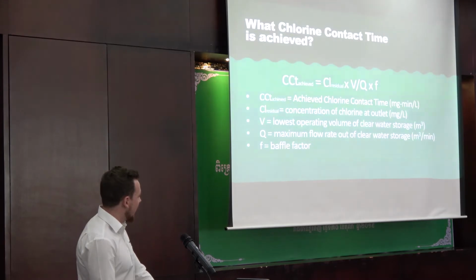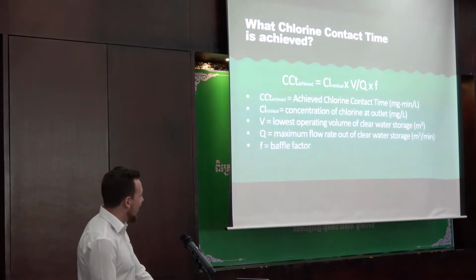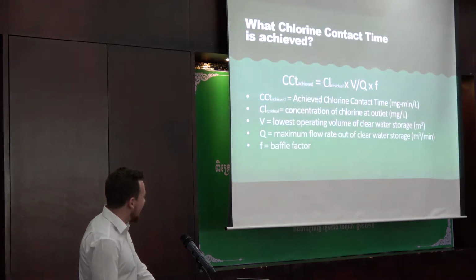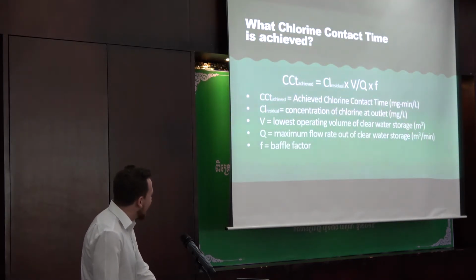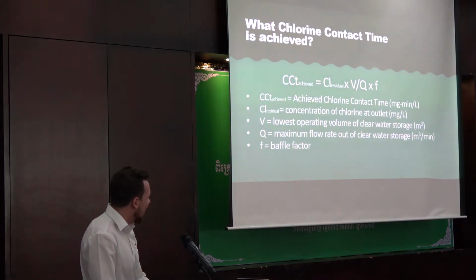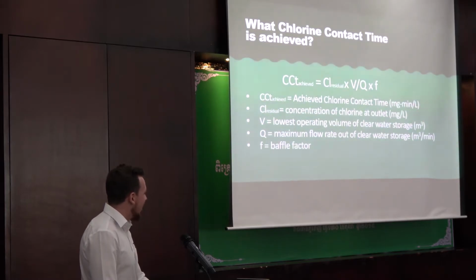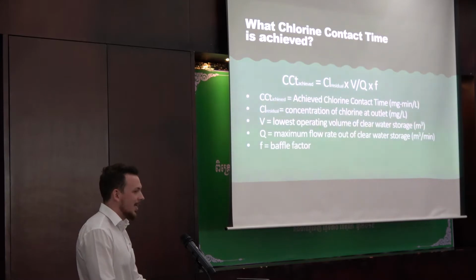So that's how we calculate chlorine contact time there. It looks a bit confronting at first, but it's not too hard. It's just chlorine residual using your lowest operating volume of your clear water storage, your maximum flow rate out of your storage, and then if you have any baffles in that storage.